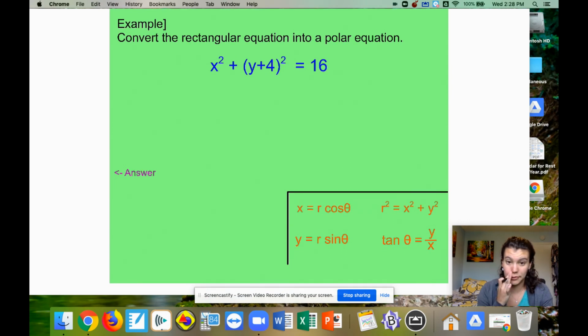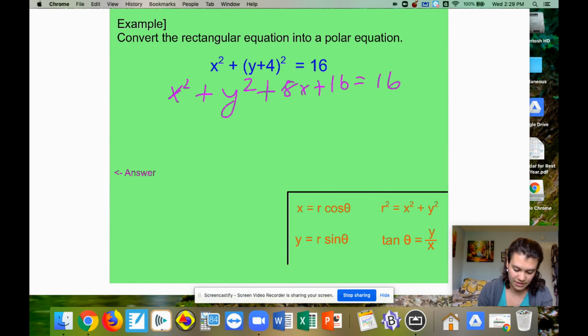Okay, one more example. So here you have two options. You can either FOIL this out, well, it's still x's and y's, or you can convert everything first and then FOIL it out. It doesn't really matter which you do first. I usually prefer foiling it with x's and y's since then there's less cosines and r's and thetas to deal with, but it's up to you. So you get x squared plus y squared plus 8x plus 16 equals 16. These 16s will cancel, so you get x squared plus y squared plus 8x equals 0.